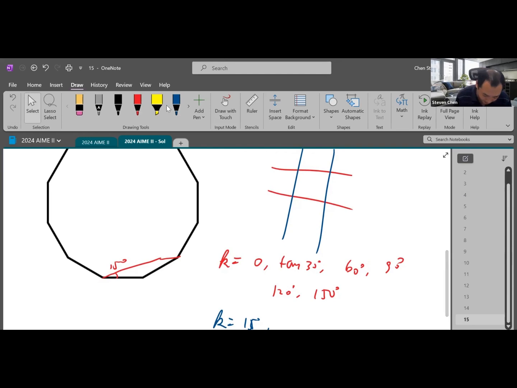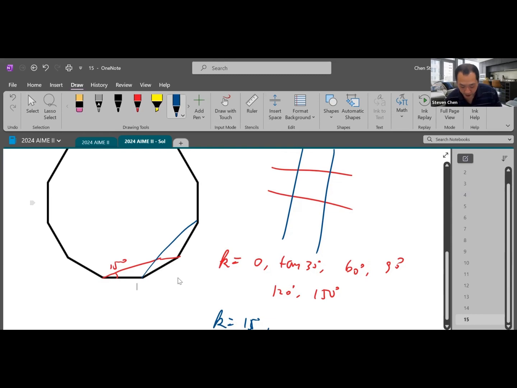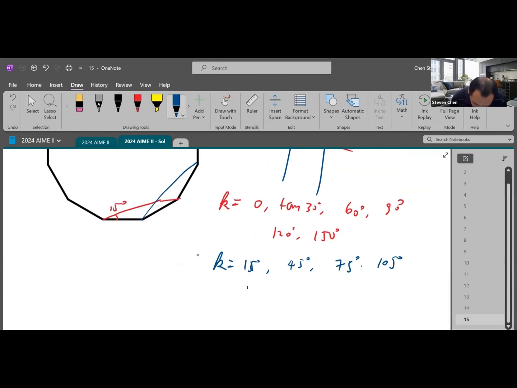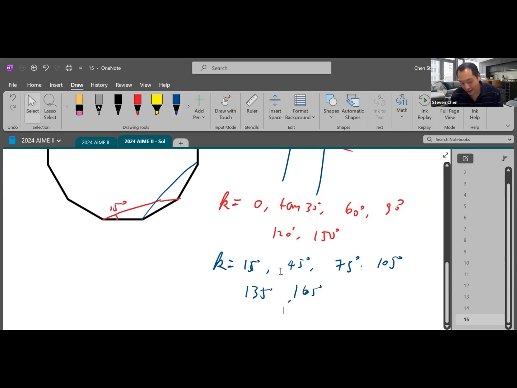So for the next one, you make the rotation here, right? So it increases by 30, so it's 45. The next one is 45 plus 30, which is 75. And plus 30 is 105. And the next one, plus 30, is 135. And the next one is 165. Okay, so we have these 6 possible slopes for this family of segments.